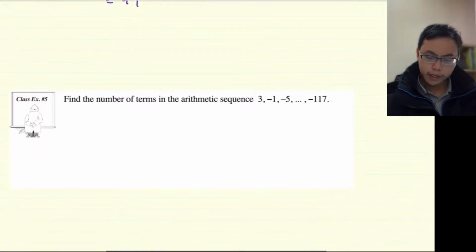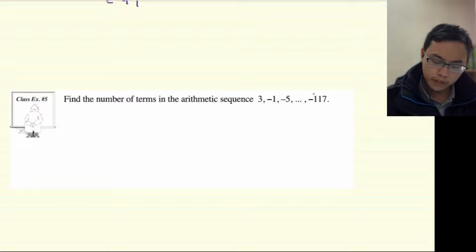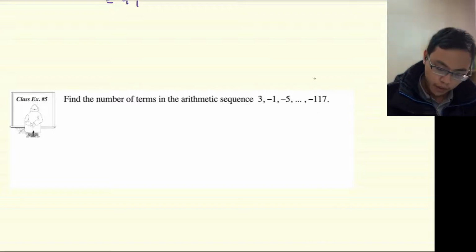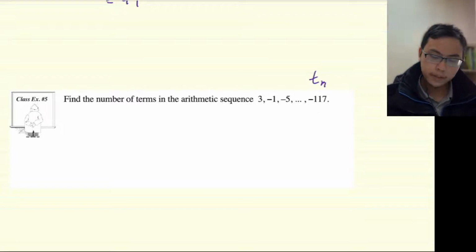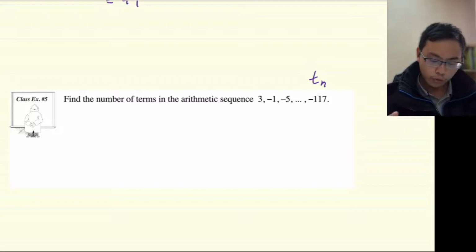Moving on to a different example. This time, we're not given the number of terms, but we're given the last term of the sequence. So this is the Tn. This is the last term. And we want to figure out how many terms there are. What is that nth term? What is n? Okay, so right now we don't know.